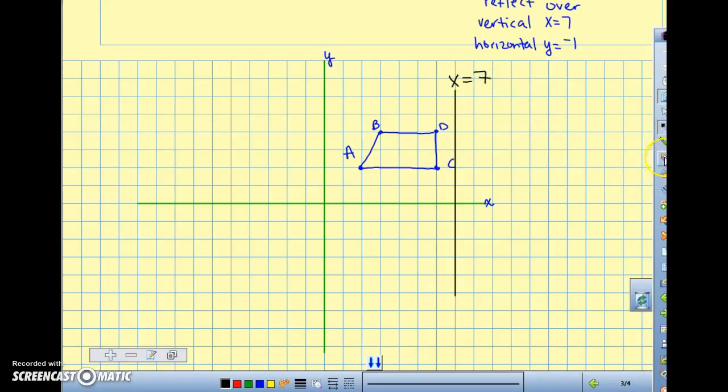And then on the next one, where do you think y equals negative 1 is? Is that a vertical line too? Y equals negative 1. Horizontal. Thank you. All right, so I'm going to give you a few moments to do those two reflections.